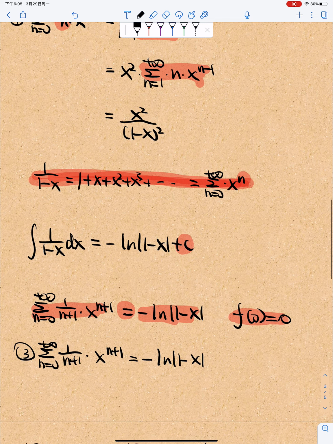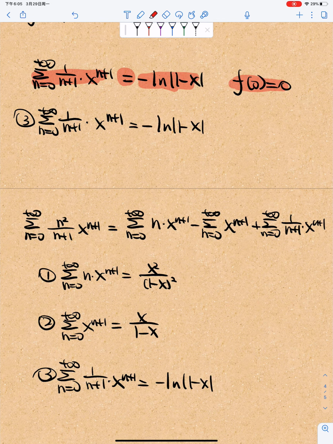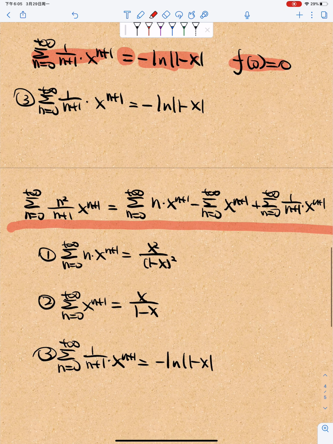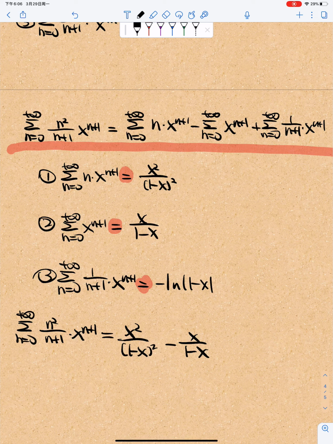So let's look at what we have already obtained. We apply long division and separate the original power series into the following three pieces. We also obtain the function that represents those three power series. Therefore, for the final answer, we just need to put all the pieces together. We get x squared over 1 minus x squared minus x over 1 minus x minus natural log 1 minus x.